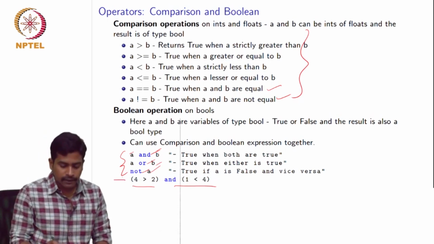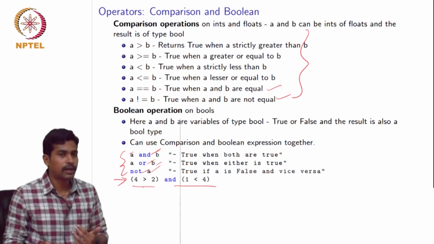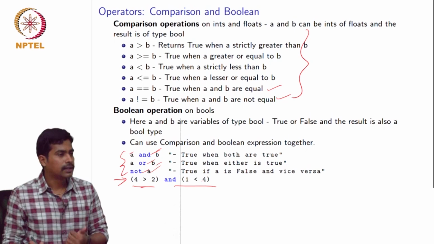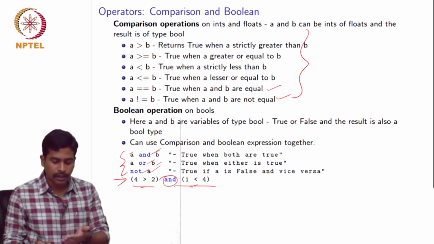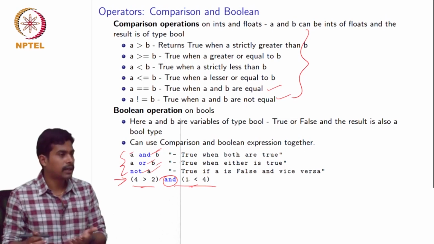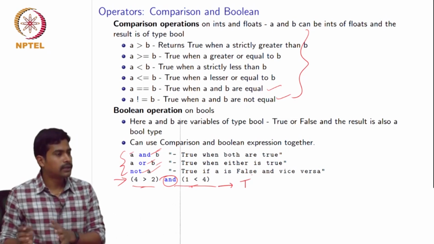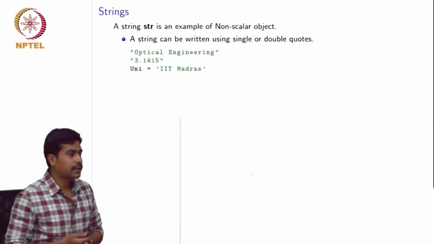Also we can use these comparison operations in conjunction with these Boolean operations. For example, if you see this statement, 4 greater than 2 will give us a Boolean output which is true, and 1 less than 4 is also true, so the outcome will be true, and we have applied this AND Boolean operation between these 2 Boolean variables. Okay. So the result will be true, because true and true is true. So now let us see what are strings in Python.